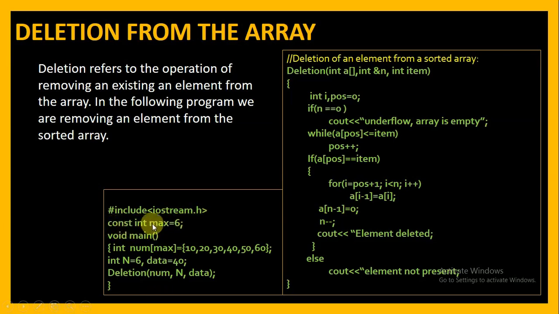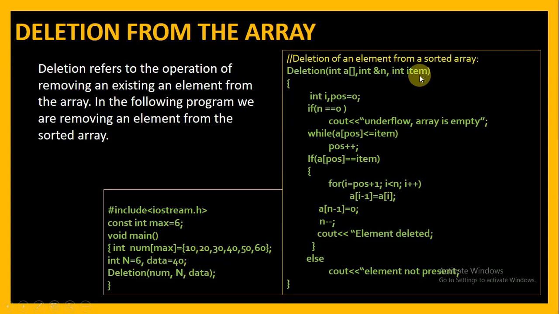So if you look here, this is the header file. We are declaring a constant integer max which has value 6. 6 is the size of the array. Then I am declaring an array num with size 6 and I am assigning some numbers to it. N is equal to 6, which is the total number of elements present in the array, and the data which I want to delete from the array is 40. So for the function deletion, I am sending num, n and data. So the array A will take the same memory space as num, and n is passed by reference, so they will also take the same memory space.